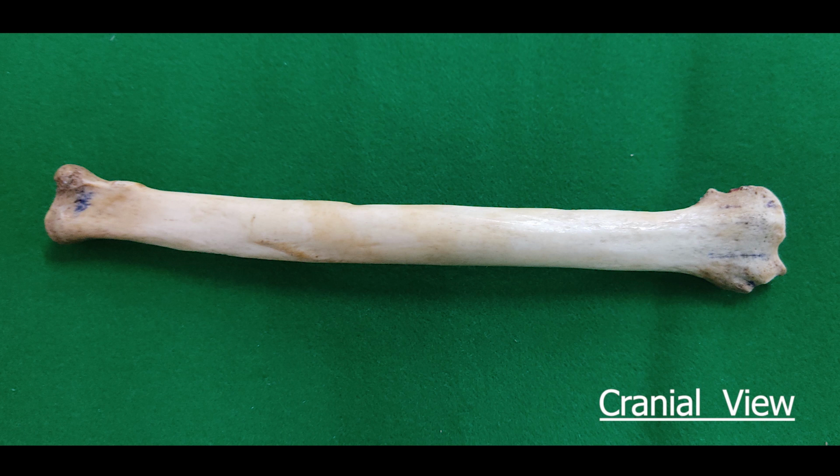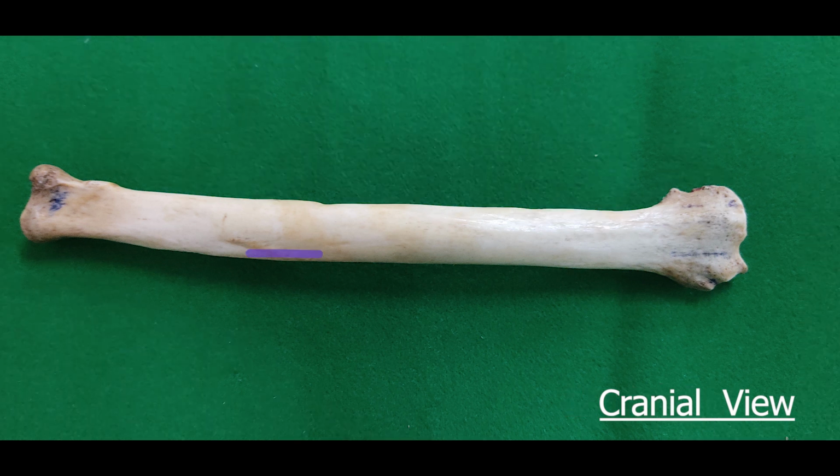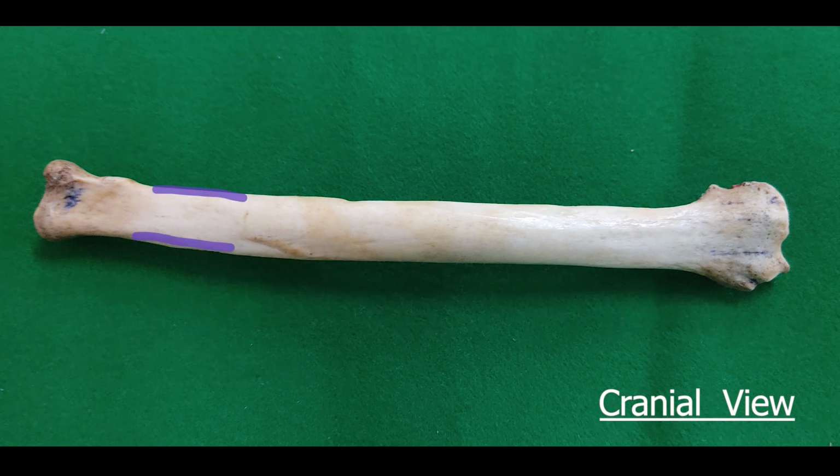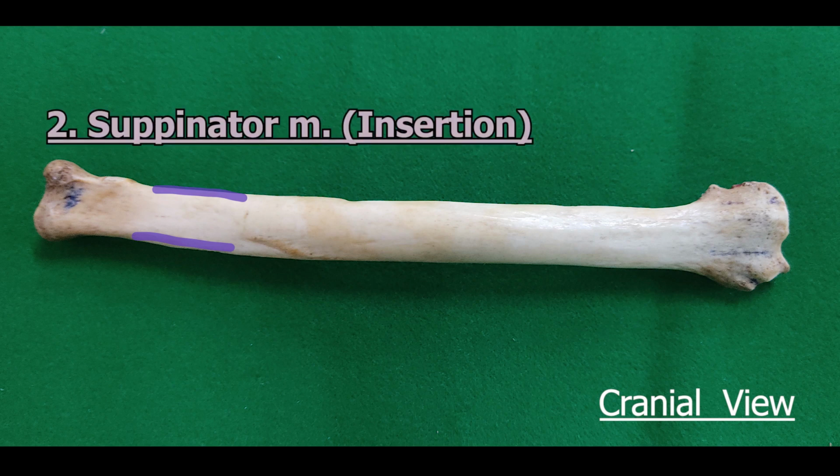As I discussed, the body is very important regarding the muscular attachment, so let's talk about the muscular attachment on the body. Here from the cranial side, on the proximal and middle third part on the medial side, pronator teres muscle inserts. And proximal to the insertion of pronator teres muscle, supinator muscle inserts.